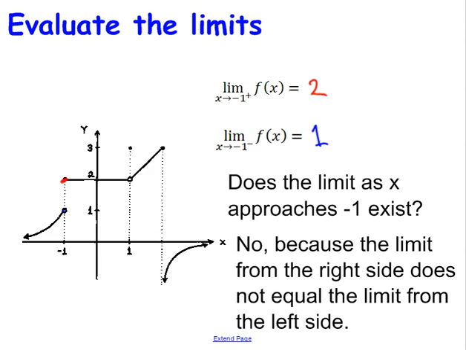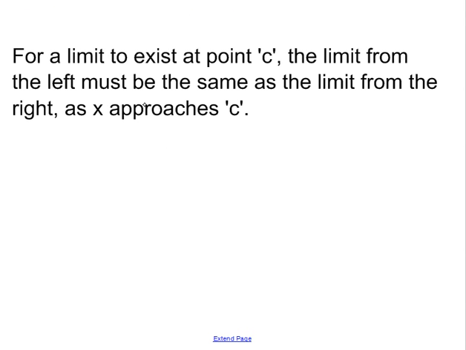So for a limit to exist at point c, the limit from the left must be the same as the limit from the right as x approaches c. Officially, the limit of f of x as x approaches c from the left side must equal L, and the same thing must happen as you take the limit from the right side. So they both must be the same. They both must be L.